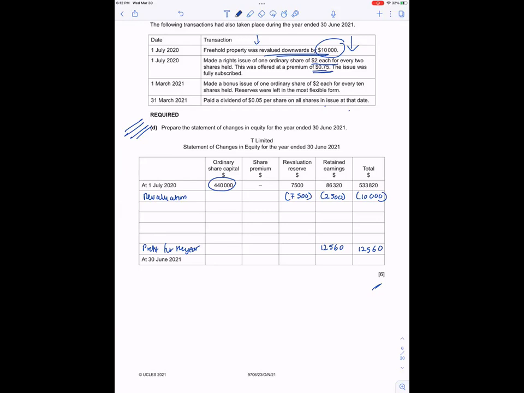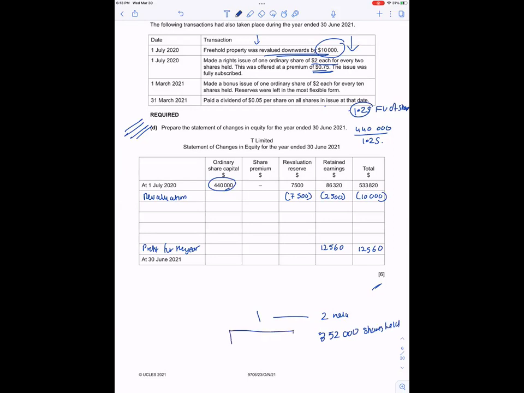So 2 includes a premium of 0.75. So 2 minus 0.75, 1.25 is the face value of shares, correct? One share for every 2 held. So if you divide 440,000 by 1.25, you will get the number of shares. So they had 352,000 shares held.